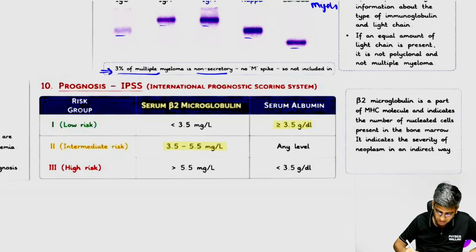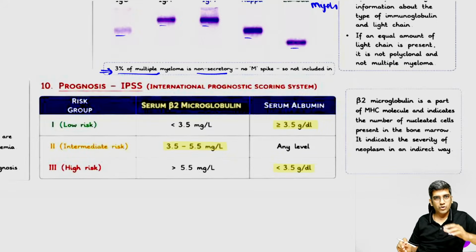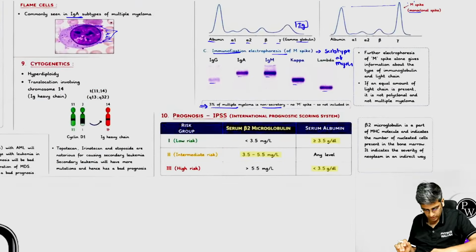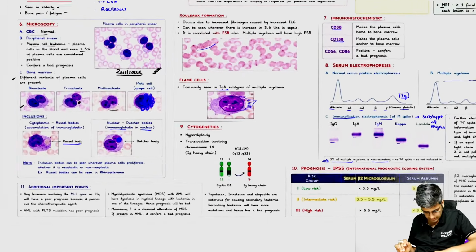Albumin, only two things. In between, any level is okay for intermediate. If it's more than or equal to 3.5, low risk. Less than that means albumin is becoming less and globulin is becoming more, which means my liver is also struggling for it, so that makes it a worse prognostic factor. Fine. Perfect. That's about multiple myeloma.